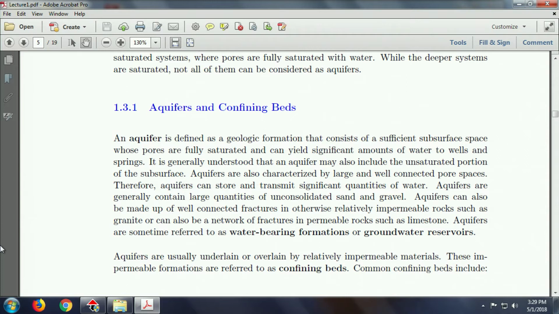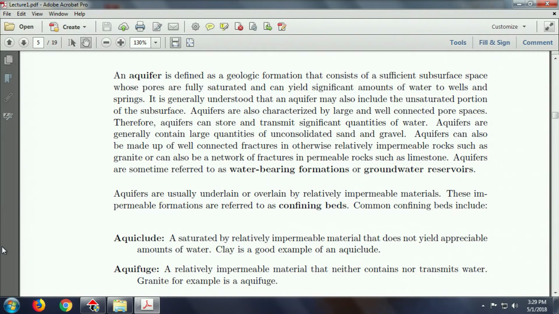Okay, and common confining beds are aquicludes. So what's an aquiclude? Clay is a good example of an aquiclude. Okay, it's got water in it, but it won't yield that water. Clays usually have a lot of water, but you can't pull that water out. Okay, so that's an aquiclude. Aquifuge. So this is like a granite. It neither has water nor will it transmit water, which is why it makes great flooring material, right? There's no water seeping into your foundations from this. You can clean it off very easily.